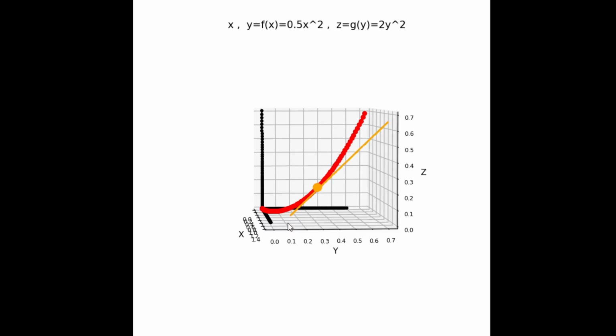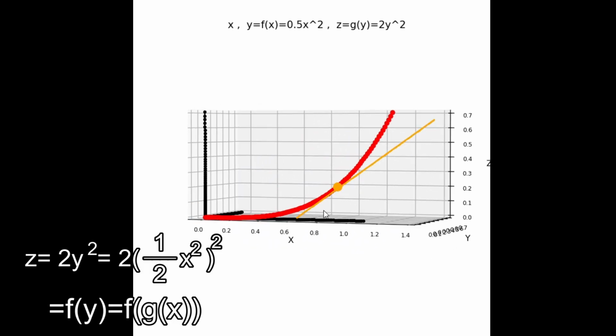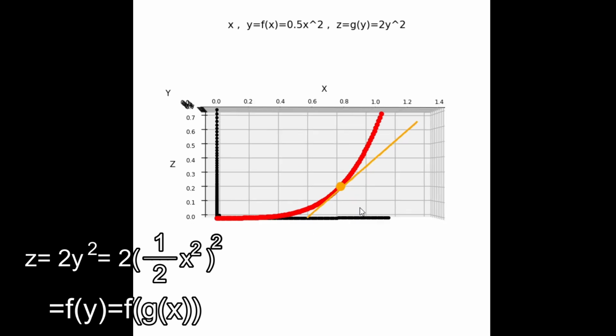Finally, let's view it from the xz plane. The equation is z equals 2y squared. If we substitute 1/2 x squared for y, the equation becomes 2 times 1/2 x squared squared. This is the composite function, z equals f of y, which equals f of g of x. The tangent point here has a width of about 6.0 and a height of about 5.2.